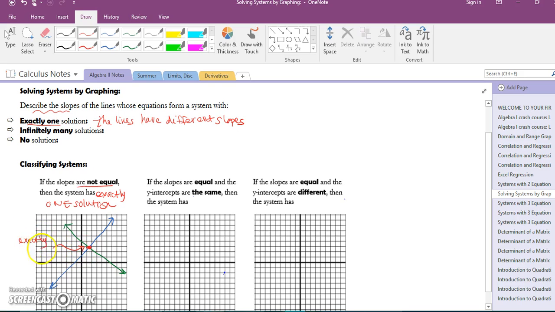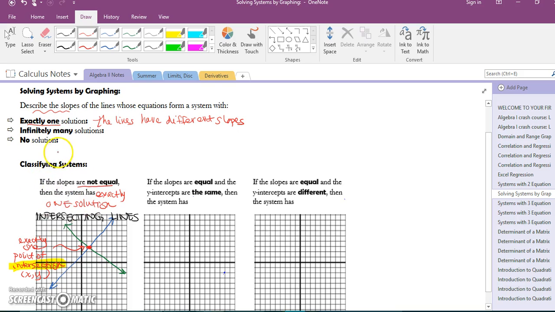So we have exactly one point of intersection here. And that point of intersection, x, y, is the solution. So I have intersecting lines. So the intersection is key here. We have 2 lines that intersect.